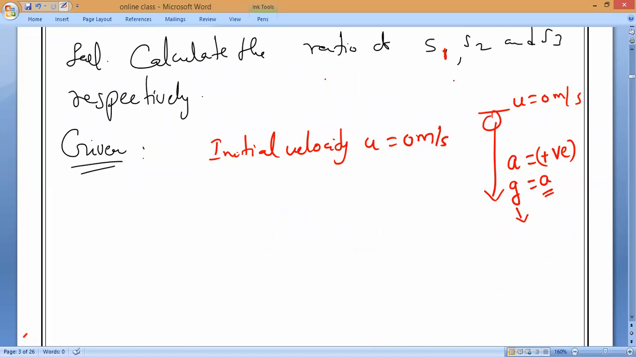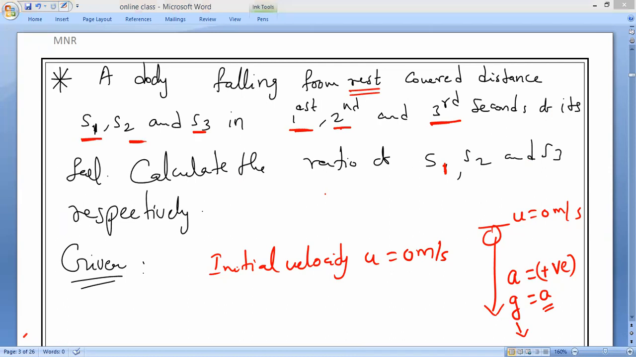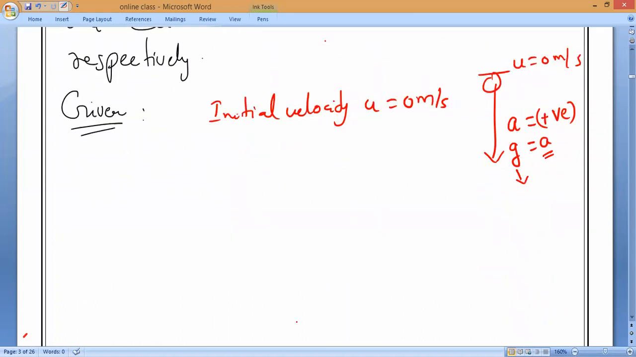Now tell me, first second, what is the distance traveled? S1, S2, S3. Time is first second, third second. Now you tell me, what is the relationship between position and time? Just now we studied the same formula. Height and time, guys.